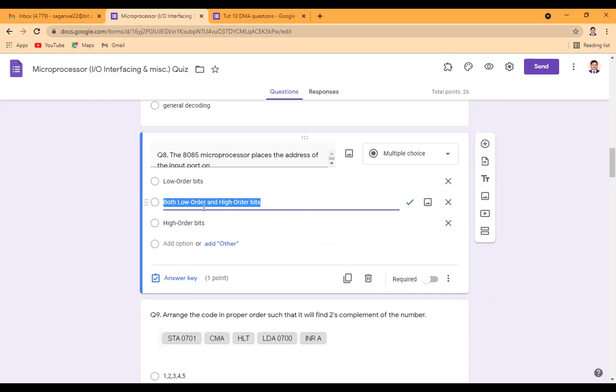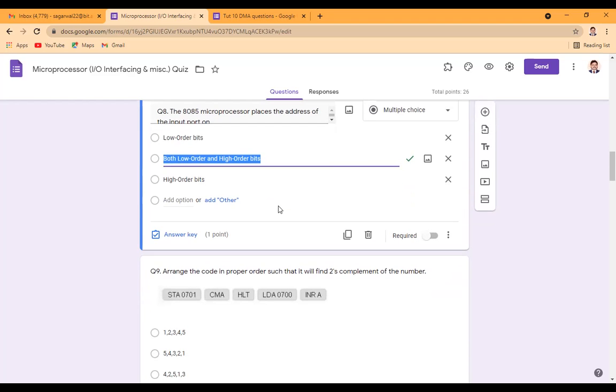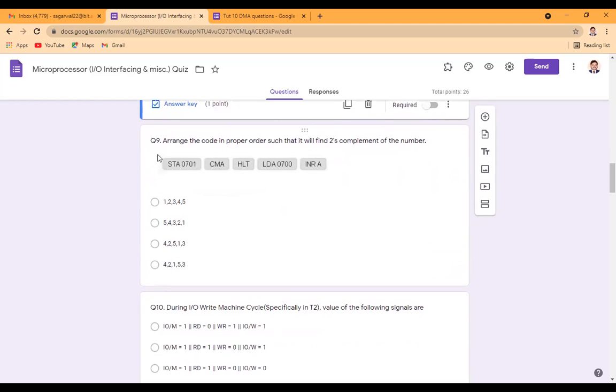So both the higher order bits as well as the lower order bits are being used to address the input port. Arrange the code in proper order so that it will be able to find 2's complement of a number. It means we have to write a program by which we are able to find the 2's complement of a number.